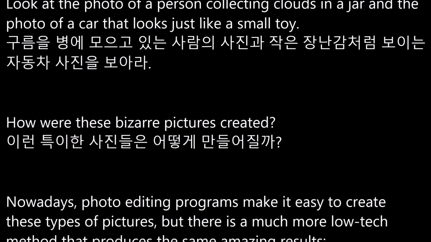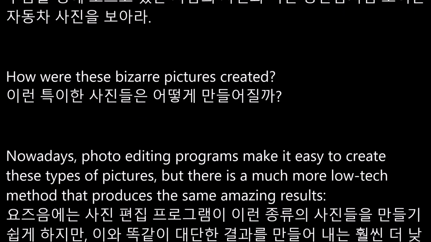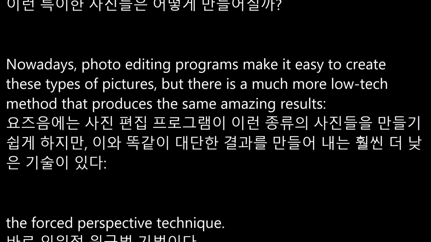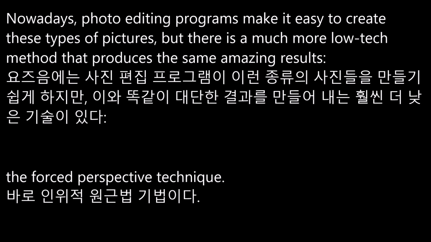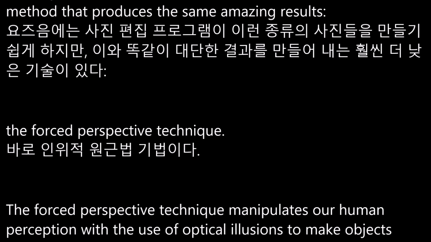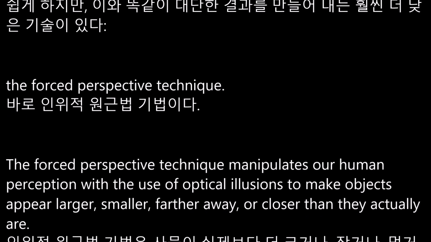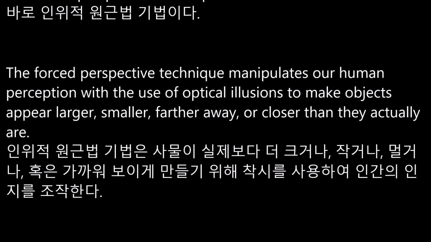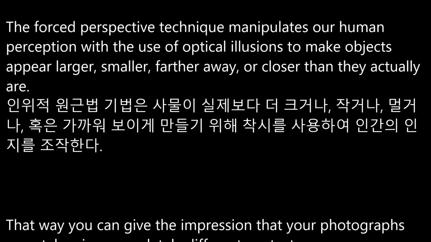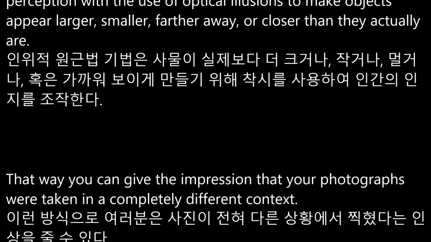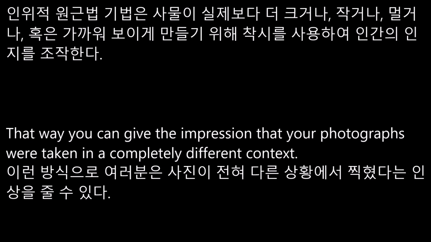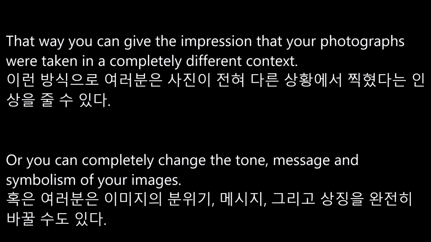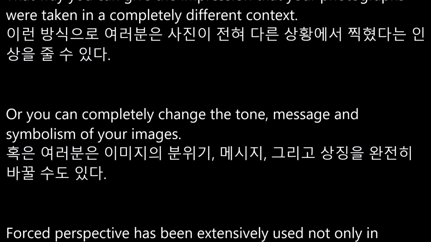Nowadays, photo editing programs make it easy to create these types of pictures, but there is a much more low-tech method that produces the same amazing results, the forced perspective technique. The forced perspective technique manipulates our human perception with the use of optical illusions to make objects appear larger, smaller, farther away, or closer than they actually are. That way, you can give the impression that your photographs were taken in a completely different context. Or, you can completely change the tone, message, and symbolism of your images.